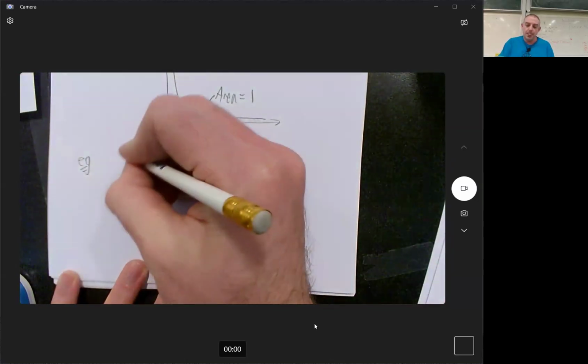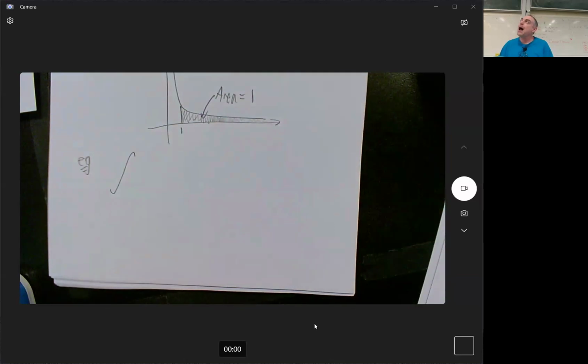Give me a second. So what's that? Yeah, but that integral doesn't. Well, okay.